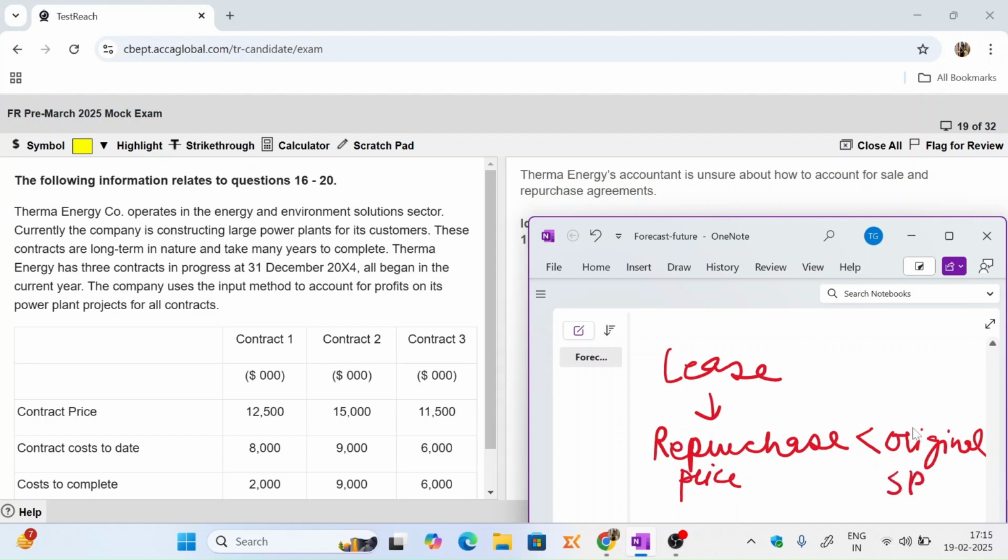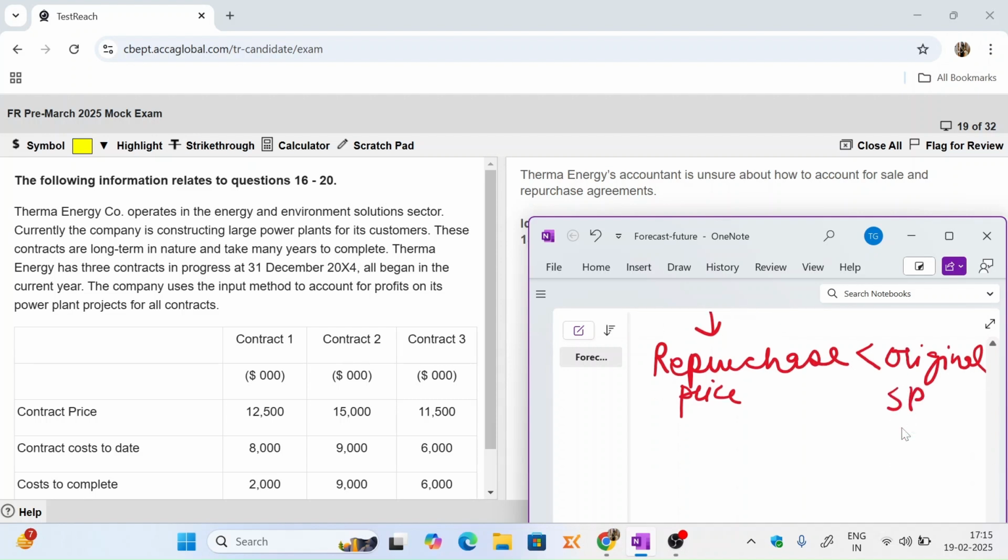And if it is the other way around, then you call it the financing arrangement. When is it called a financing arrangement? It is when the repurchase price is greater than or equal to your original selling price. So let's see what the situation is talking about, and then accordingly we are going to mark it true or false.